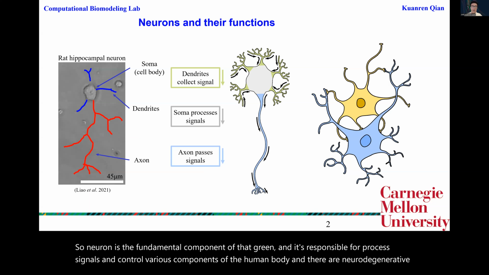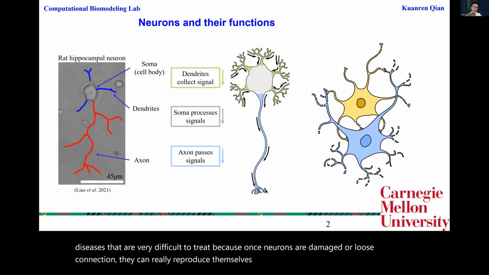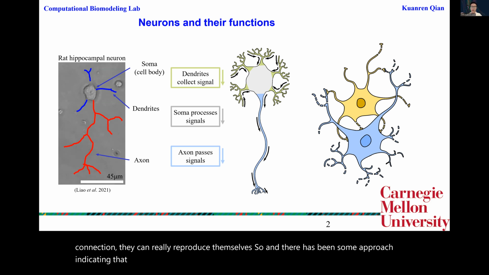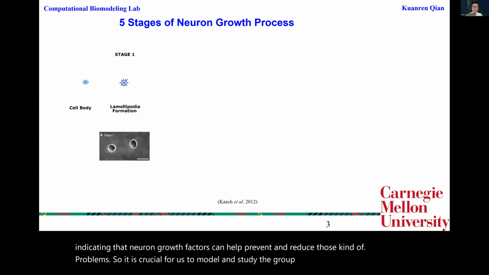And there are neurodegenerative diseases that are very difficult to treat because once neurons are damaged or lose connection, they can't really reproduce themselves. There has been some approach indicating that neuron growth factors can help prevent and reduce those kinds of problems. So it is crucial for us to model and study the growth process.